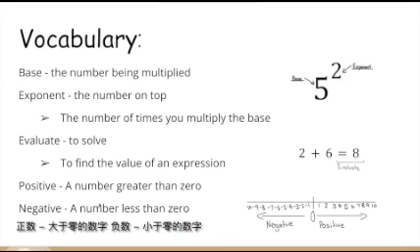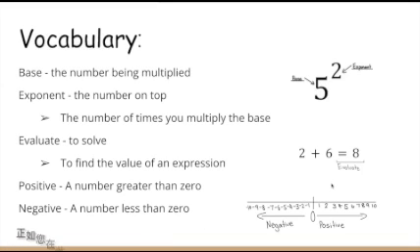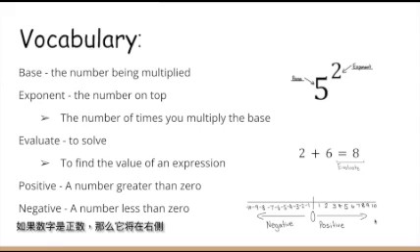Positive, a number greater than 0. Negative, a number less than 0. As you can see on our number line here, if the number is positive, then it will be on the right side. If the number is negative, it's usually on the left side.